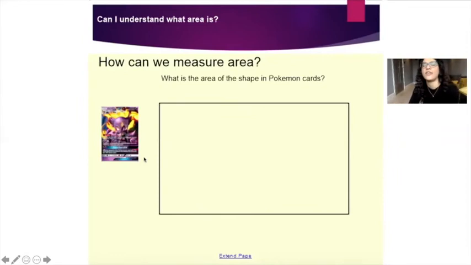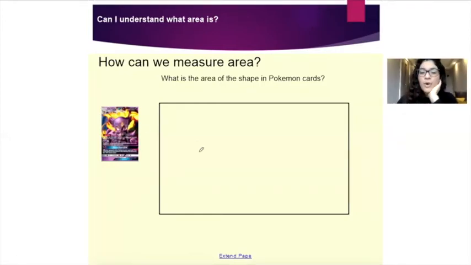How can we measure area? What would you say is the area of the shape if you had to measure it in Pokemon cards? Now, if I was to use my Pokemon card to find out the area of this shape over here, here's how I would do it. I would, so the shape of the Pokemon card looks around this much. So let's see how I do then. That's one Pokemon card.